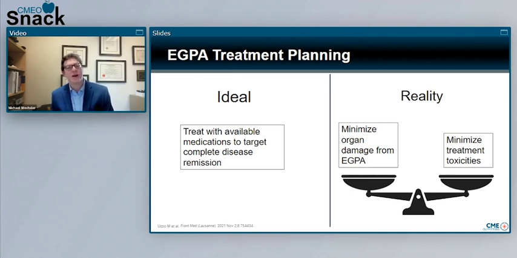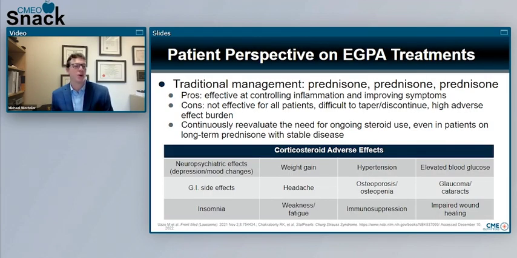So we need to think about all these things. You mentioned corticosteroids and what some of the issues are. And traditionally, for EGPA and other vascular disease, the management has really been steroids, and more steroids. And they're great at controlling some of the inflammation and improving symptoms. But first of all, they're not effective in all patients. Many patients need to go up on the dosing. They need to try additional therapies. And they can have difficulty tapering or discontinuing the corticosteroids.